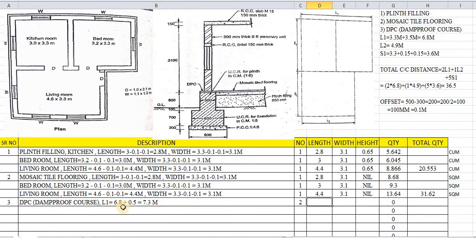So 6.8 plus 0.5, that is 7.3. How many numbers of long wall are there? This is 1 number and this is another number. That means 2 numbers of long wall are there. What is the length of long wall? 7.3 is the length of long wall.